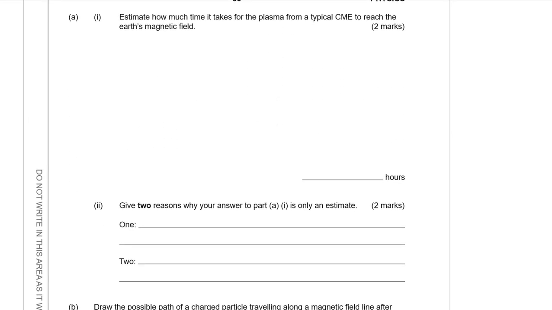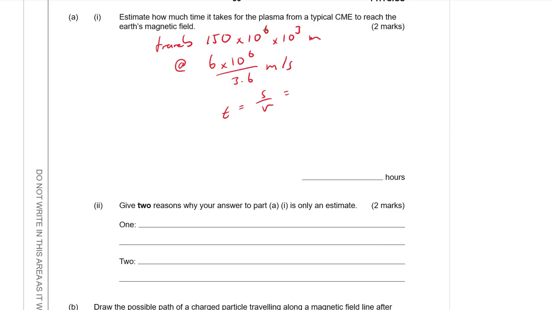So, it travels 150 million times 10 to the 6 kilometers, so 10 to the 3 meters, and the speed that it's traveling at is 6 million kilometers per hour, so I'm going to divide it by 3.6 to get it in meters per second. So my time is going to be the distance divided by the velocity. So those will cancel out there. So I've got 150 times 10 to the 3 over 6 over 3.6. And what I get is 90,000 seconds.